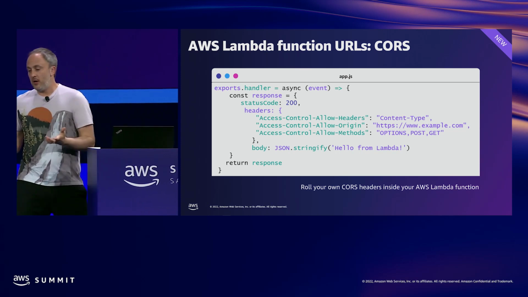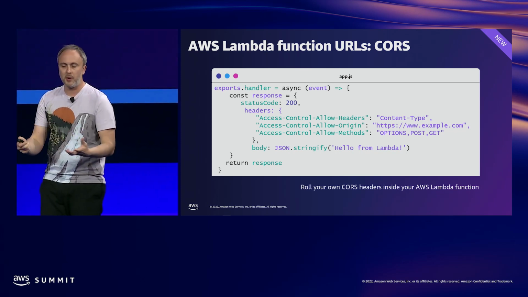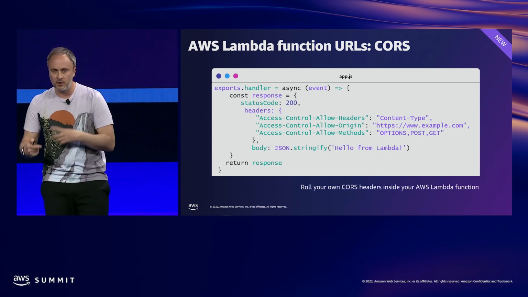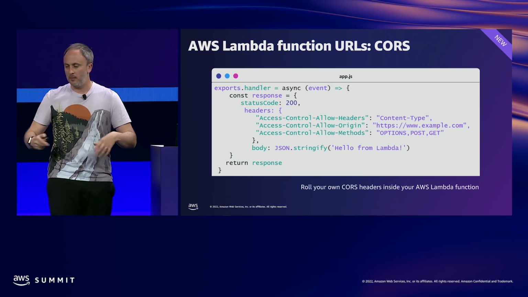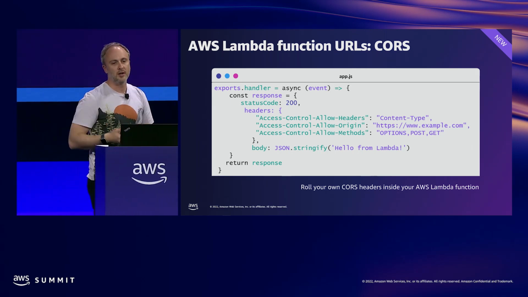Now, if I want to create my own CORS response, I can actually roll my own in my function code. So here, I'm returning my own headers that I want. I'm not configuring it using that form. I'm already comfortable with CORS, and I'm just returning the response I want. So you can override it as well.